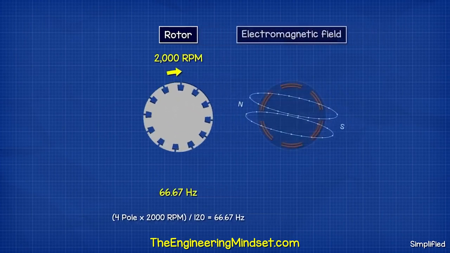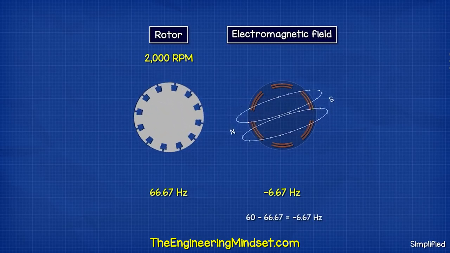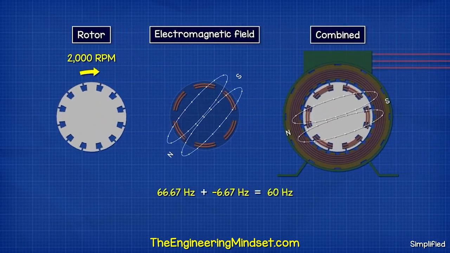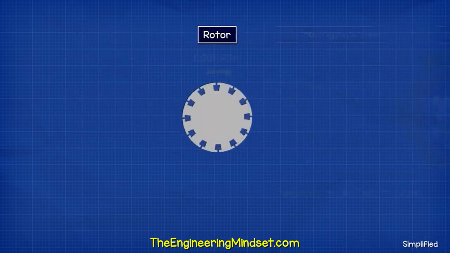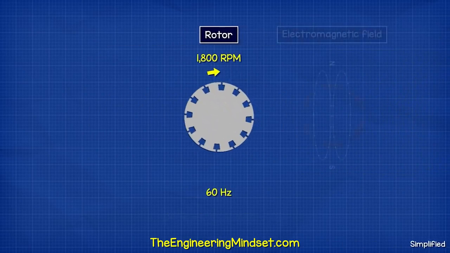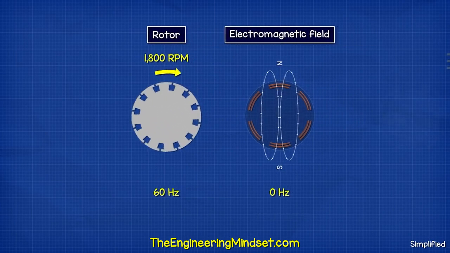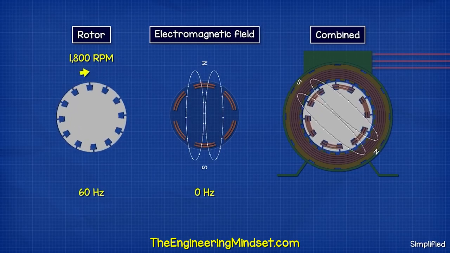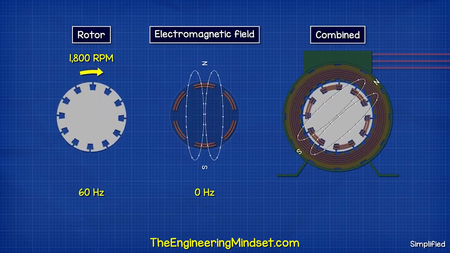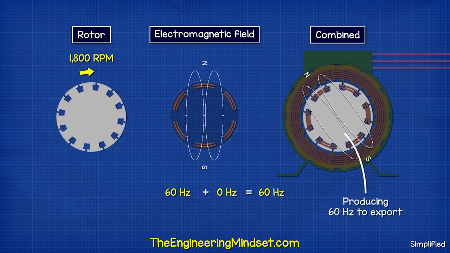And that is much too fast. So we need to subtract 6.67 Hz, and we achieve that by rotating the electromagnetic field in the opposite direction to the rotor. If the rotor was exactly the required 1800 RPM, then we require 0 Hz, which is DC electricity. So we apply a constant current to the rotor, and the magnetic field rotates only with the shaft at the same speed as the shaft. And so we get 60 Hz on the rotor and 60 Hz at the stator.